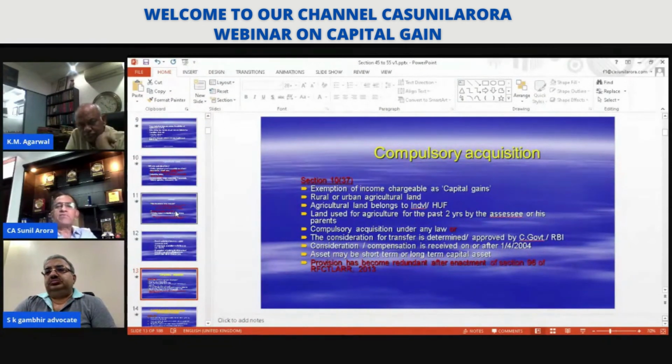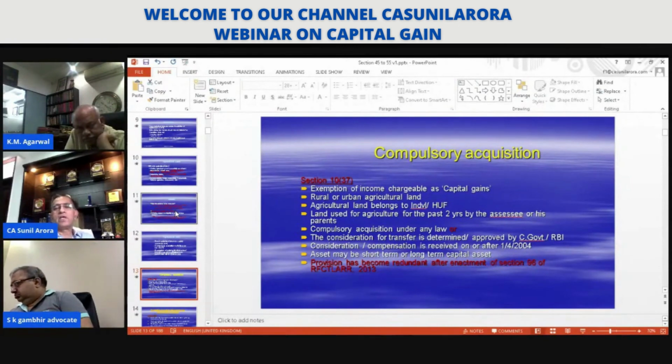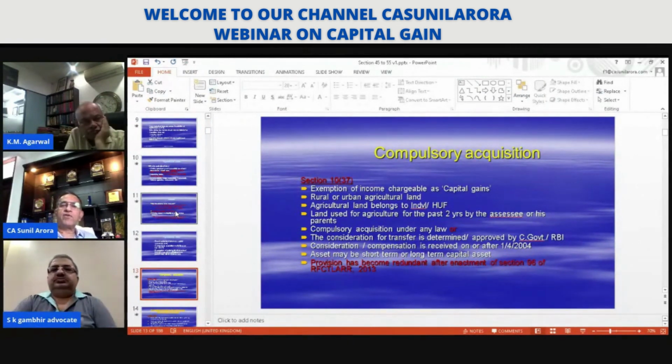Now this section 10(37) provides that income chargeable to tax under capital gains, if this land was used for agriculture for the past 2 years by the assessee or his parents, and the land belongs to either an individual or an HUF, and there is a compulsory acquisition under any law, then there will be an exemption of the gains arising from the compulsory acquisition of this agricultural land.